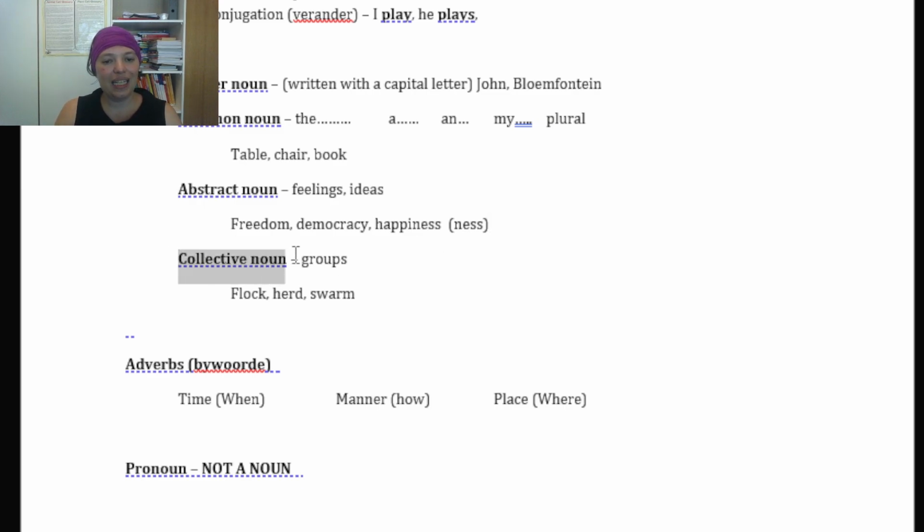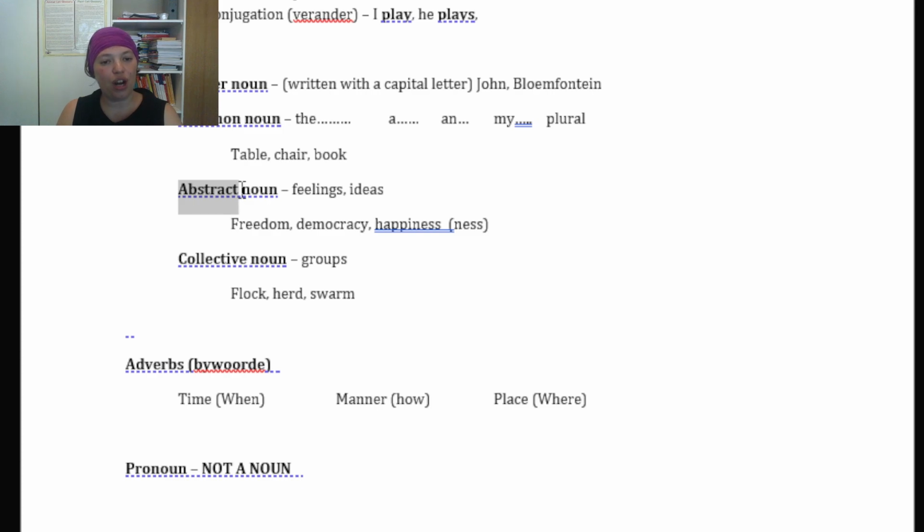And then a collective noun is a group of things. Like a flock of birds, but I only wrote flock here because only flock is a collective noun. Birds is a common noun. So flock, a herd of cattle, a swarm of bees. Those are collective nouns. It's like if you're collecting cards or something, and you get one from everywhere, and then you've got a whole set of them, a group of them. That is where the word collective noun comes from.